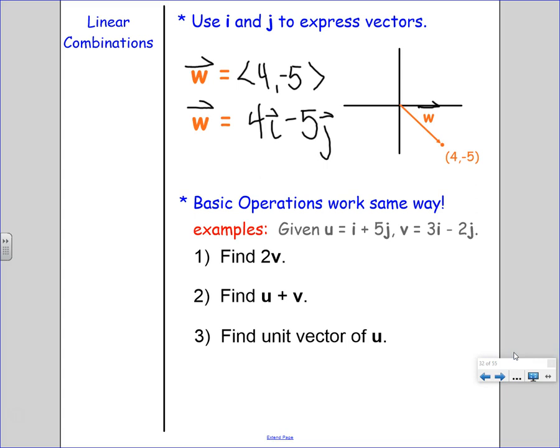So what do you think we would do in order to find 2 times vector v? Now hold on, pause. In notation, those should be vectors. That's a vector, v is a vector, i is a vector, j is a vector. Okay, anyway. How are we going to double v?